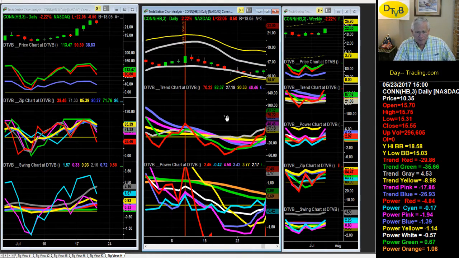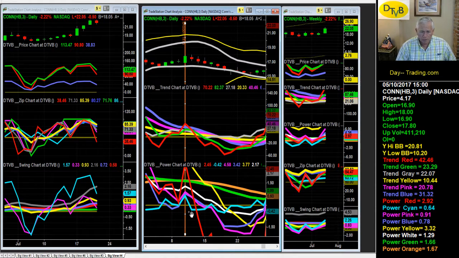In this line here, I have it drawn in as an orange vertical line just to identify the fact that the power red just crossed over the orange, not over the zero. And the orange and green were fairly high. Power orange was at 1.6. Usually you see it down at 0.3 or usually under a half, or oftentimes under a half, definitely under 1 most of the time.